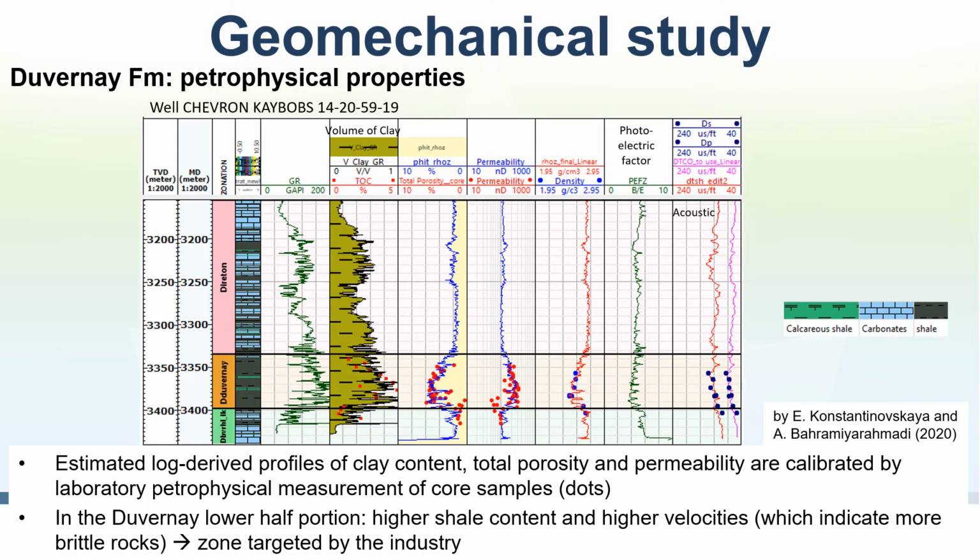Also, petrophysical properties were studied. This figure shows that permeability and porosity from core samples shown with dots here correlate well with estimated profiles based on existing logs from the industry. These data also show that the Duvernay Formation is characterized in its lower half by higher shale content and higher P and S wave velocities, which indicate more brittle rocks. And this is indeed the portion that is targeted by the industry.